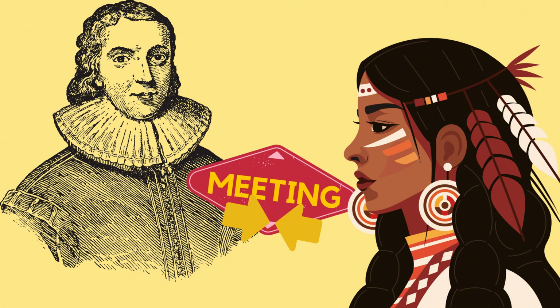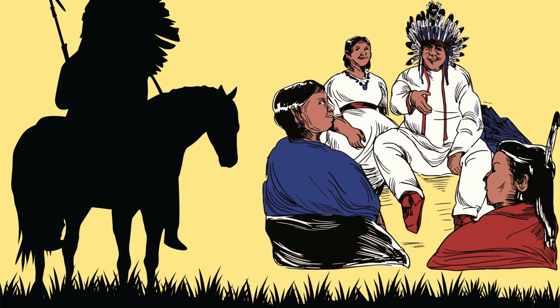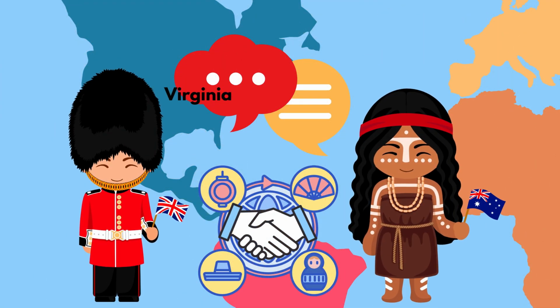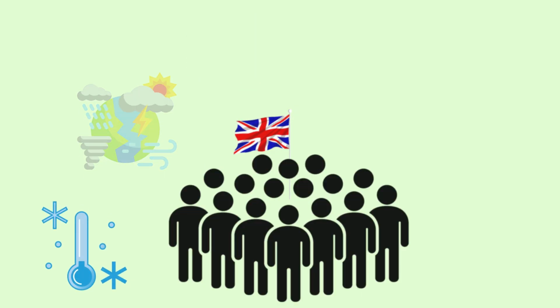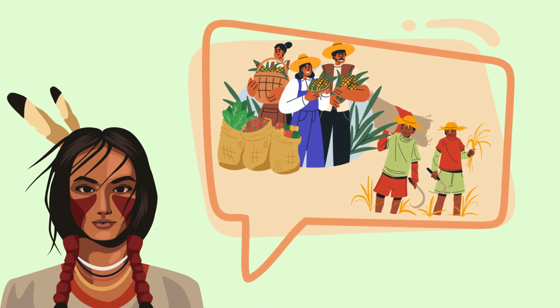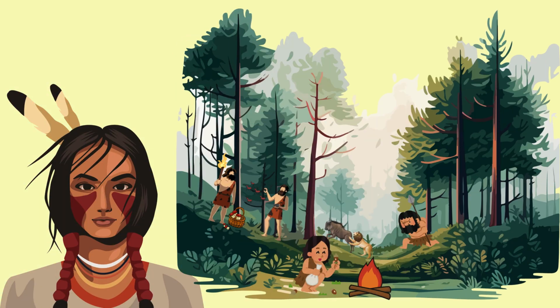Pocahontas was a young, intelligent, and courageous girl with a kind heart. As the daughter of a powerful chief, she helped John Smith and the Jamestown colony overcome difficulties, gradually easing tensions between the two cultures. The English settlers faced harsh weather and food shortages, but Pocahontas helped them by teaching them how to farm, hunt, and live in harmony with nature.